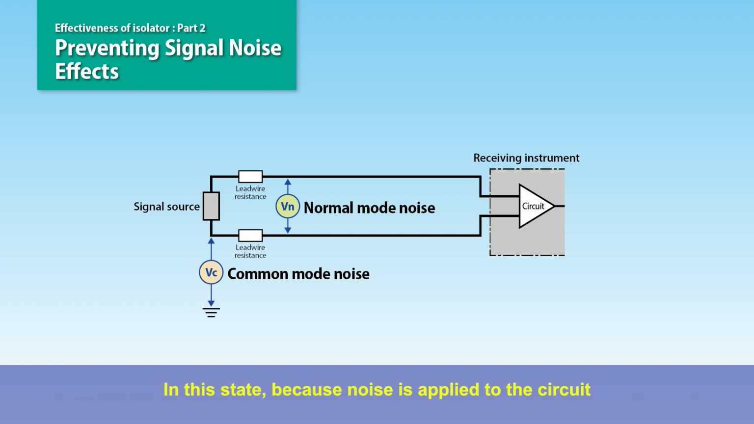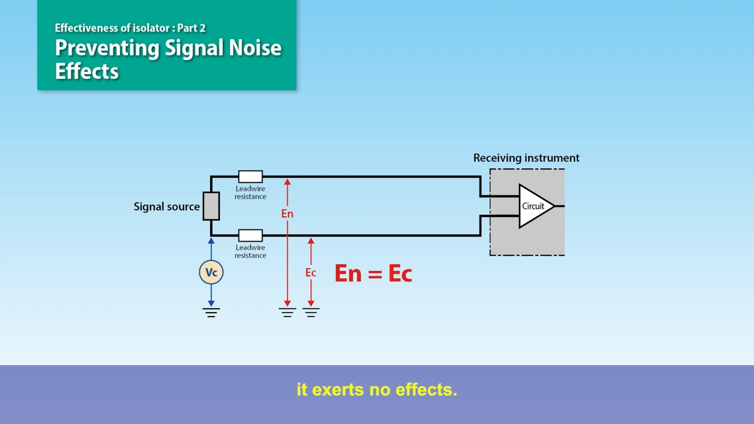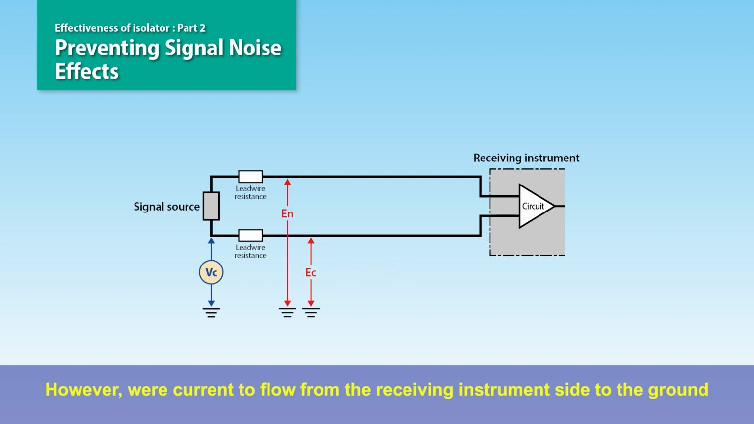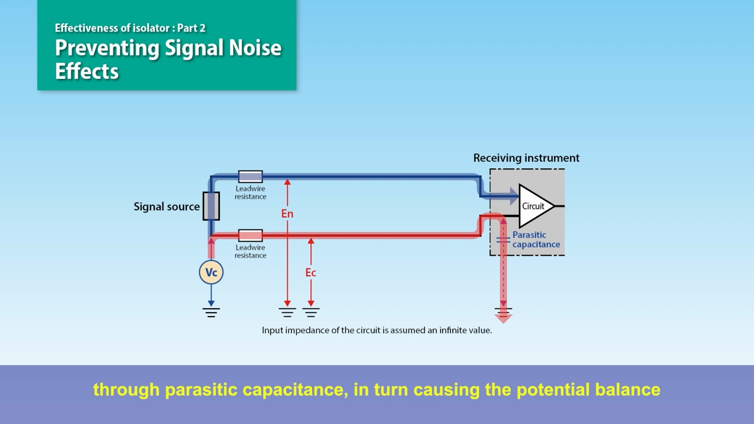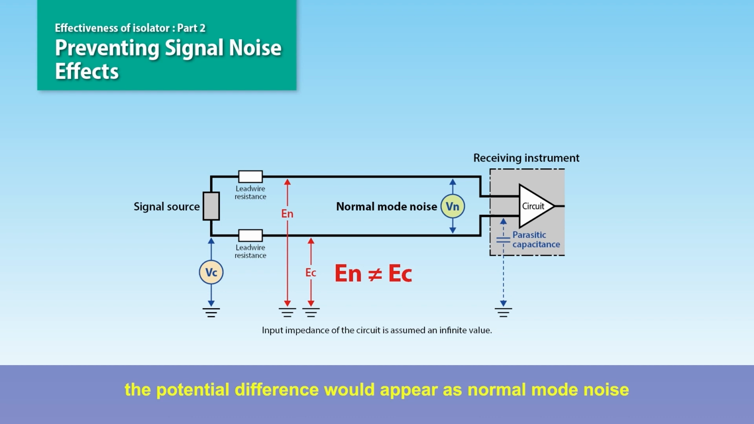In this state, because noise is applied to the circuit on the receiving instrument side and at the same potential, it exerts no effects. However, were current to flow from the receiving instrument side to the ground through parasitic capacitance, in turn causing the potential balance with respect to the ground on the receiving instrument side to be lost, the potential difference would appear as normal mode noise at the circuit on the receiving instrument side. Parasitic capacitance is an invisible capacitive component.